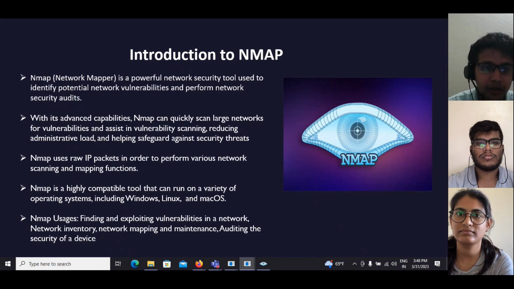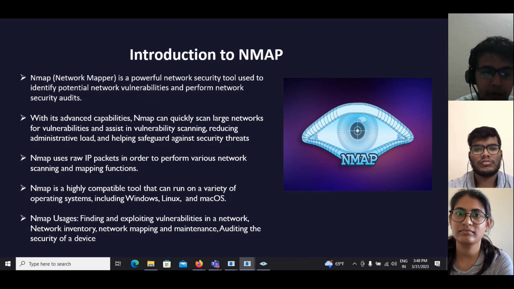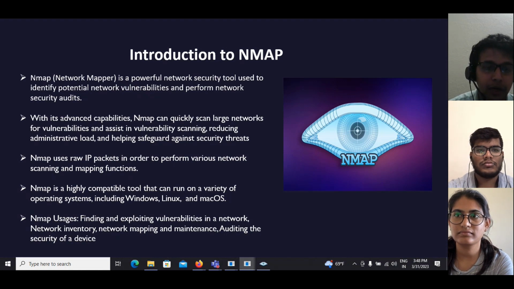And coming down to the introduction, NMAP, also known as Network Mapper, is a widely used network security tool that has become an integral part of network security for individuals and organizations. It is a free and open source tool, a powerful tool used to identify potential network vulnerabilities and perform network security audits.